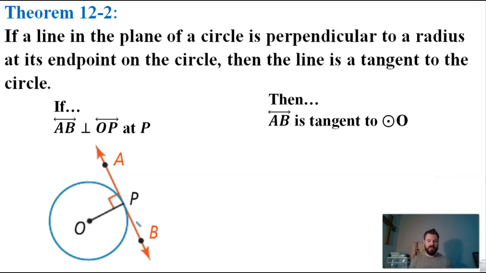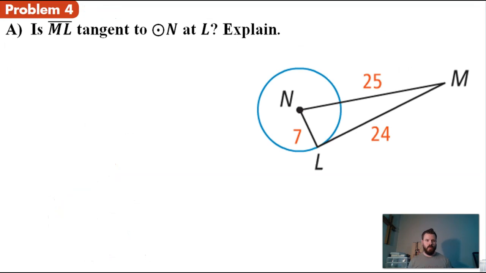So in other words, if this line is perpendicular to the radius at this point, that means that our line is a tangent line. That means we're only intersecting the circle at one point. Well, what can we do with that? We can ask the question, is a line tangent to a circle? So in this case, is ML tangent to circle N at point L here?